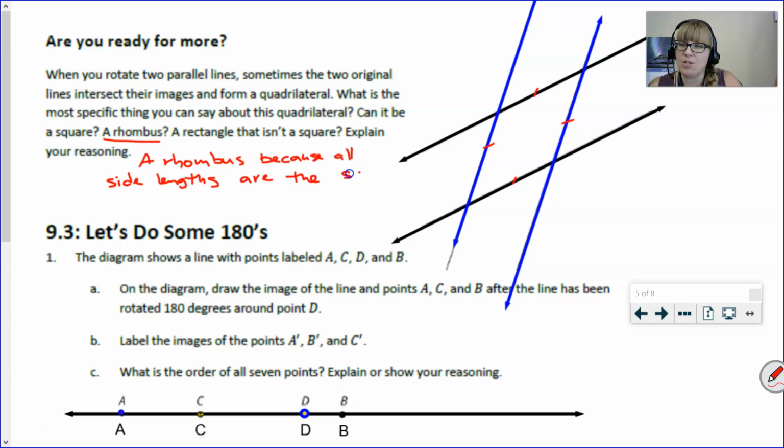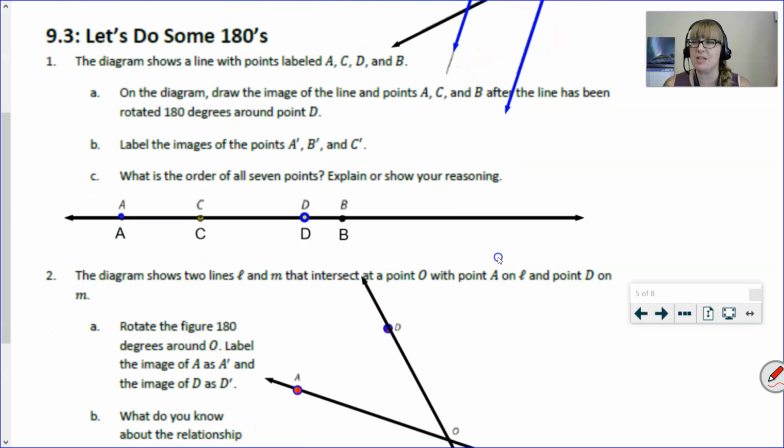All right, as I continue on, just remember, pause the video if you need time to think or to write. If you want to do this before I show you how to do it in the video, now would be the time to pause it. But what we're going to do here is rotate this line 180 degrees around point D.